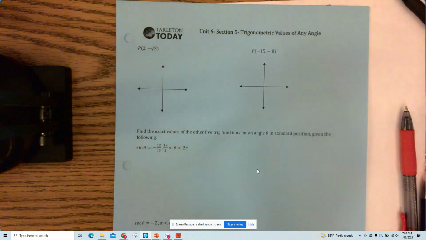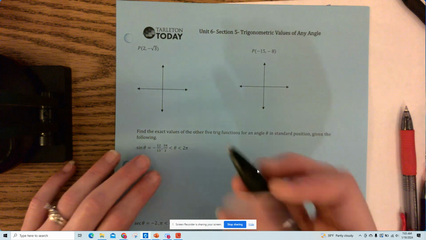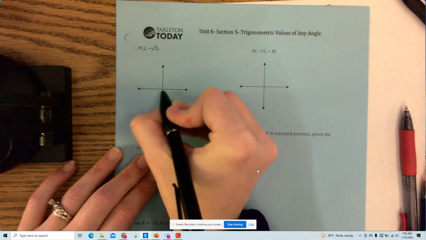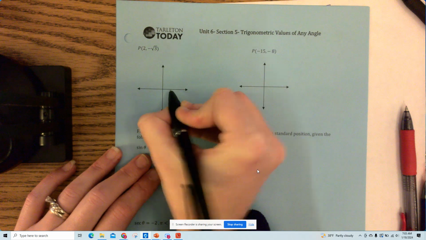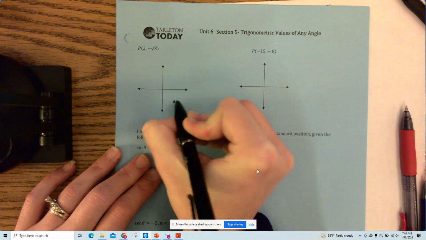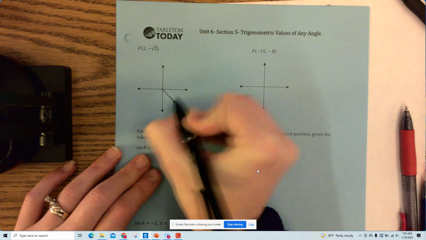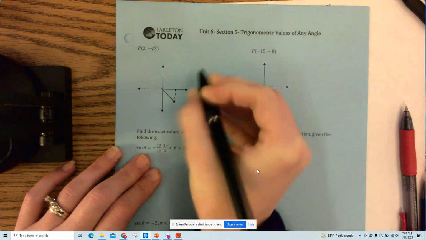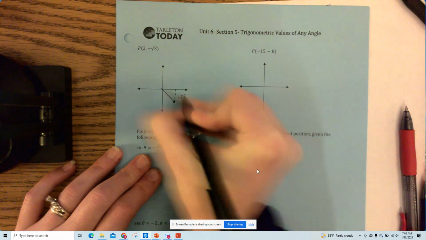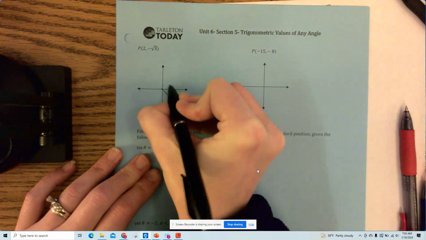So we've got these values here. And so 2, here's our point. We would go over 2, and then the negative square root of 3 is going to be down this way somewhere. So here's our angle, and that means this distance is the negative square root of 3. The x distance is 2.